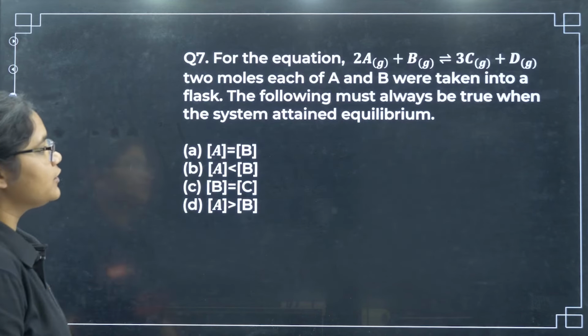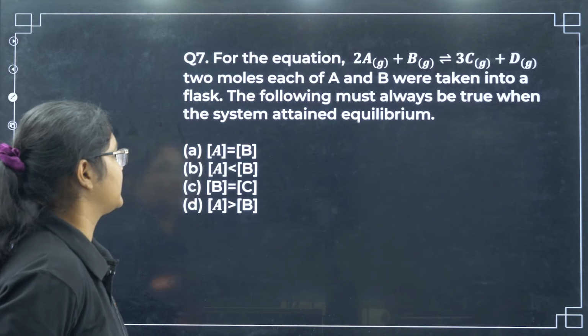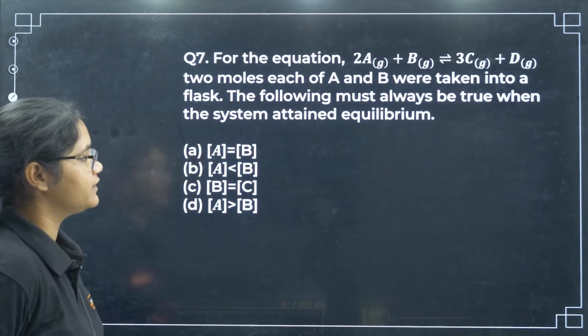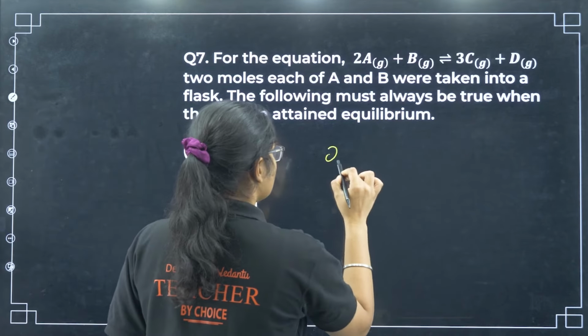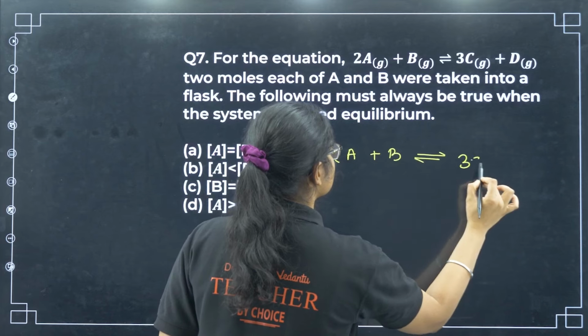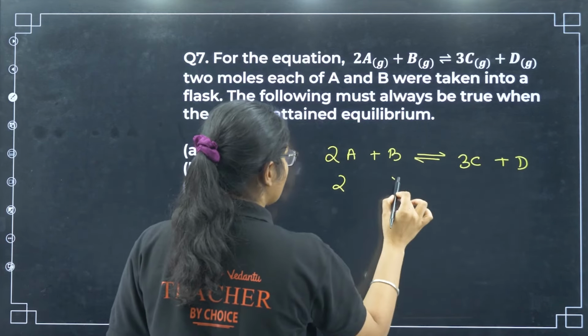Next, for the equation 2A plus B gives 3C plus D, 2 moles of A and B were taken into a flask. The following must always be true when the system attained equilibrium. Okay, now if I see that 2A plus B gives 3C plus D, now it has taken 2 moles of A and 2 moles of B.